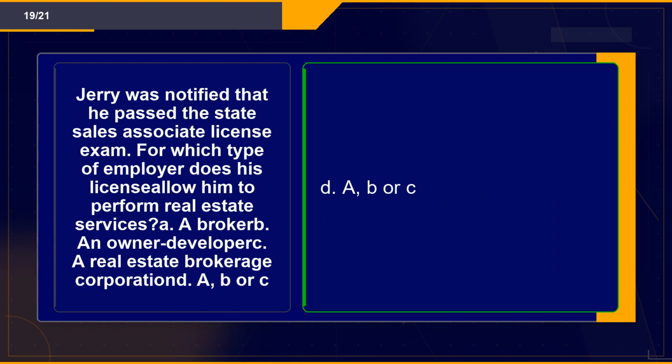Flashcard 19. Term. Jerry was notified that he passed the state sales associate license exam. For which type of employer does his license allow him to perform real estate services? A. A broker. B. An owner-developer. C. A real estate brokerage corporation. D. A, B or C. Definition. D. A, B or C.